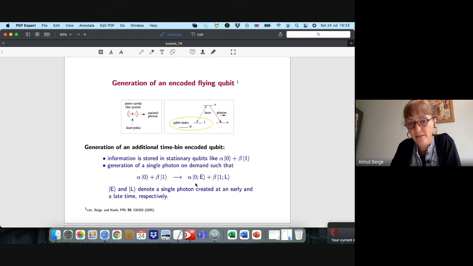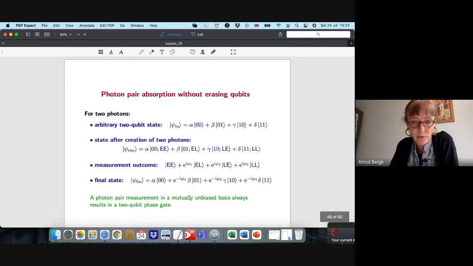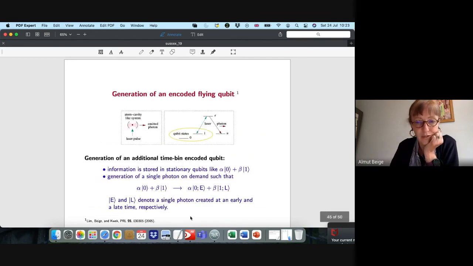You now have that information in the atom and the photon field, and then you can send this photon. You can use this photon to communicate, to have one atom on one side communicating with an atom that's further away. And what we showed at the time is that you can do deterministic gate operations. So as long as you make sure that when you measure the photons, you never measure in a state that tells you what the state of your atom is.